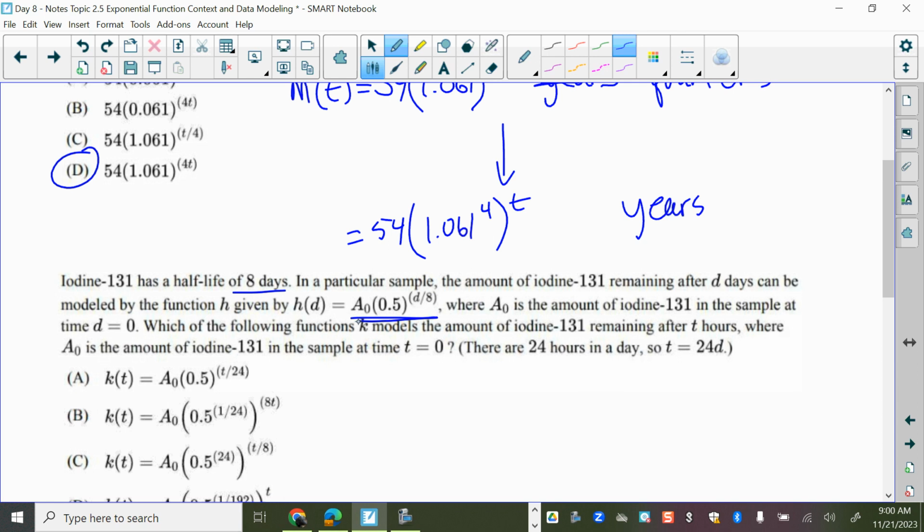So they've already made the formula for you. Okay, so we're in days. Says A0, nobody needs to know A0, so great. So, which of the following functions is going to talk about hours? Okay, so imagine this 0.5 to the d over 8. That is in, oh my god, I'm totally messing up right here. That is in days, yeah?